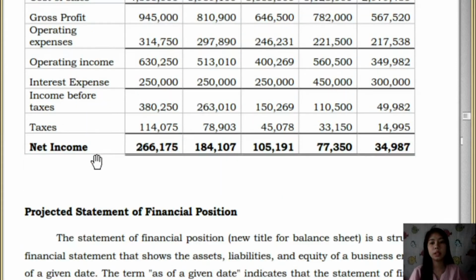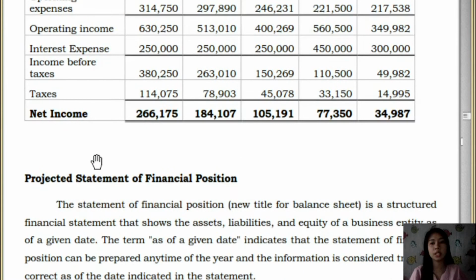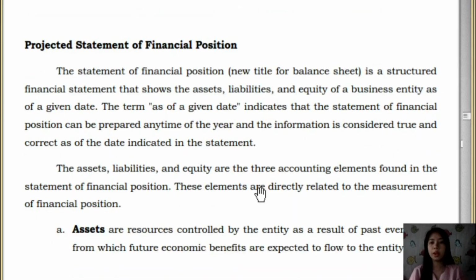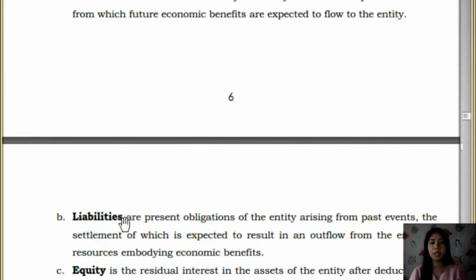So next projected financial statement is the statement of financial position. The statement of financial position, new title for the balance sheet, is a structured financial statement that shows assets, liability, and equity. Okay, you already know this one. So, isa-isahin lang din natin ang laman niya: asset, liabilities, and equity. Assets, resources controlled by an entity, result of past events from which future economic benefits are expected to flow to the entity. So, every asset, in Tagalog, lahat ng pagmamay-ari ninyo, okay, ng company na nagagamit in daily operations.